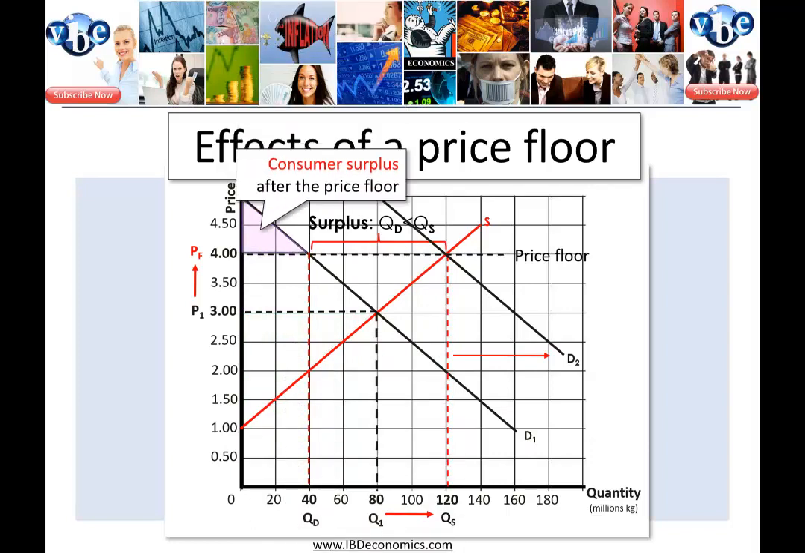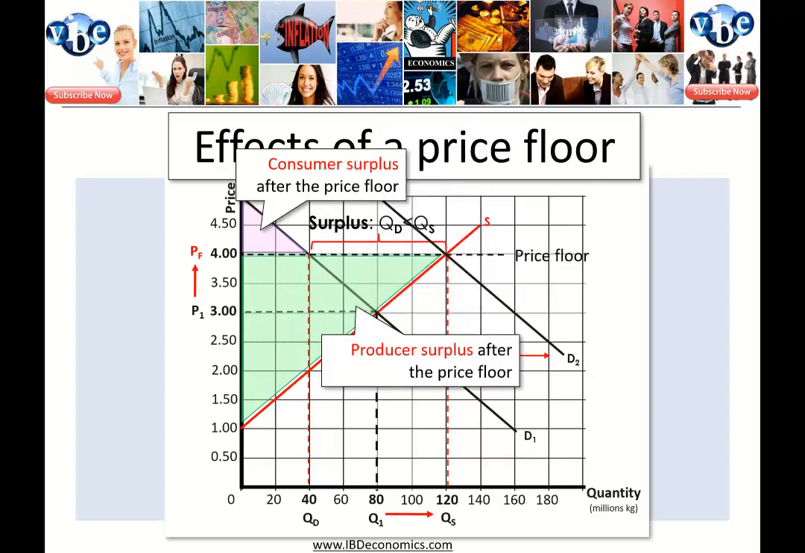Right, the new higher price means that the consumer surplus is reduced. So new higher price, consumers are paying more for the product and they are consuming less of it as well. A healthy looking producer surplus there. Producer surplus much increased after the price floor. So that's area above the supply curve and below the price in the market.